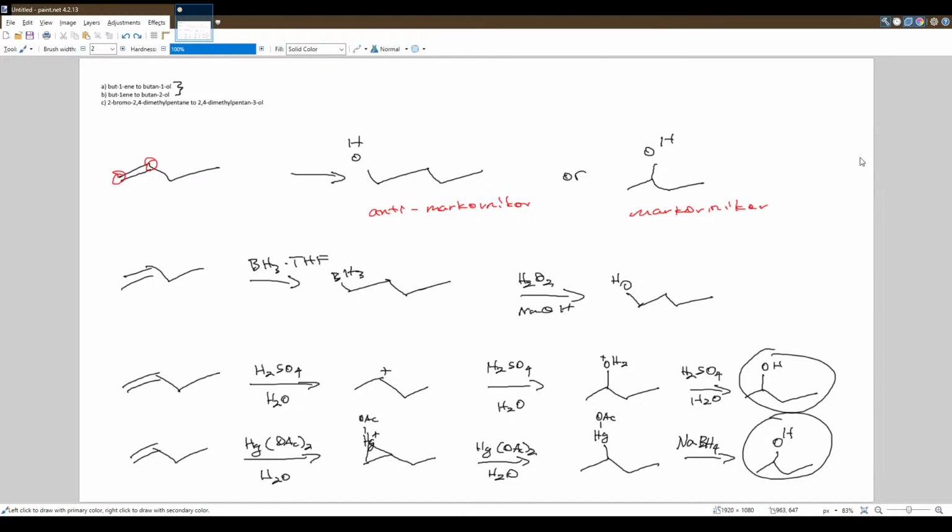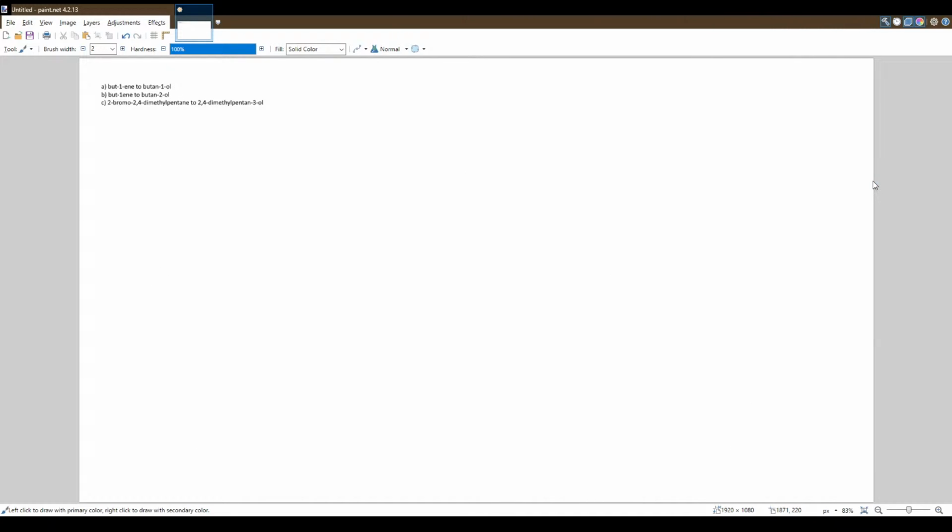Well, yeah, because I guess the mercury can add from either side. It can add into the page or it can add out of the page like that. So it really could be, it's racemic. I really need to think about that. I'll try to think about that on the next couple of problems I do here.